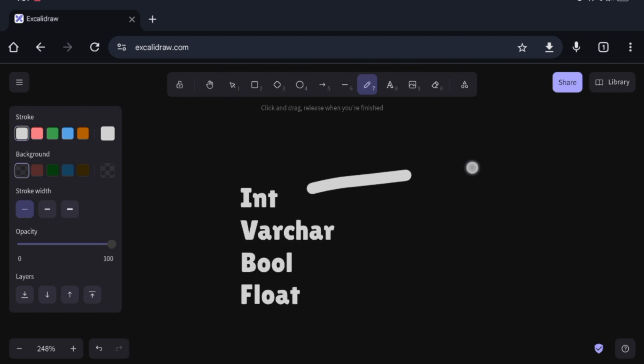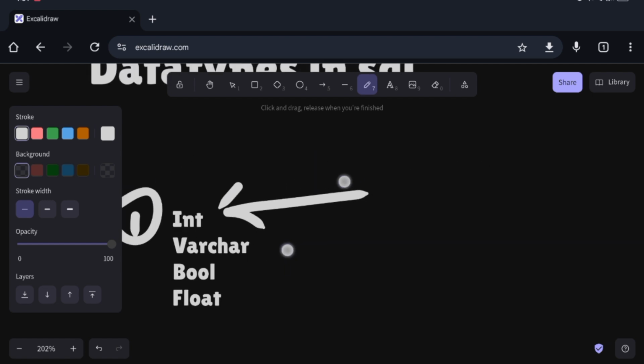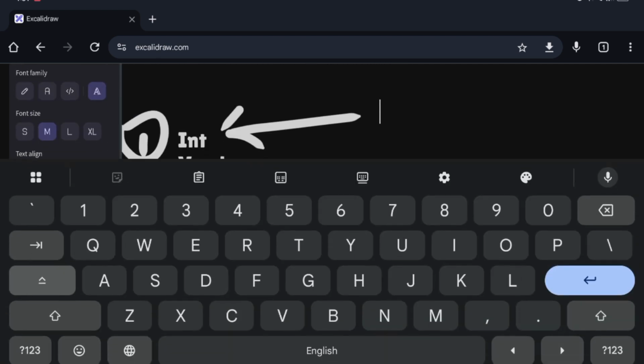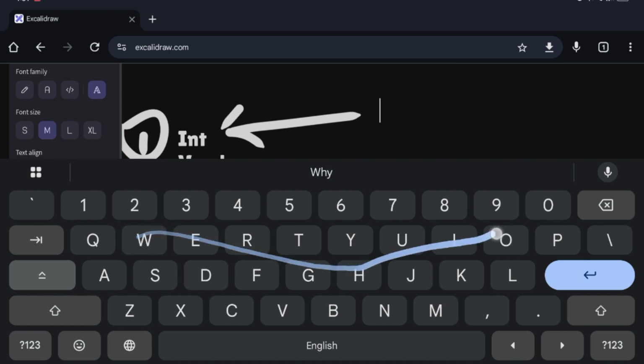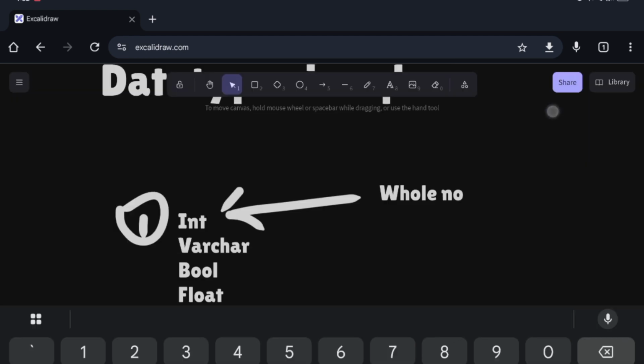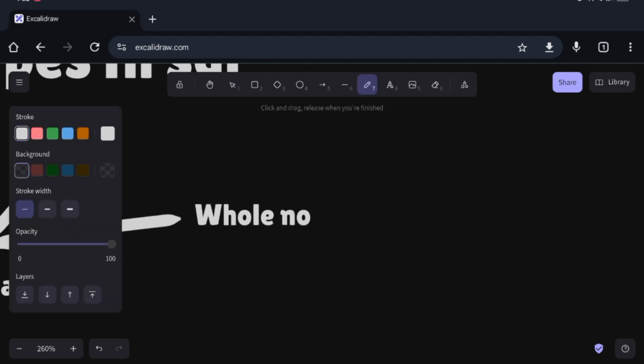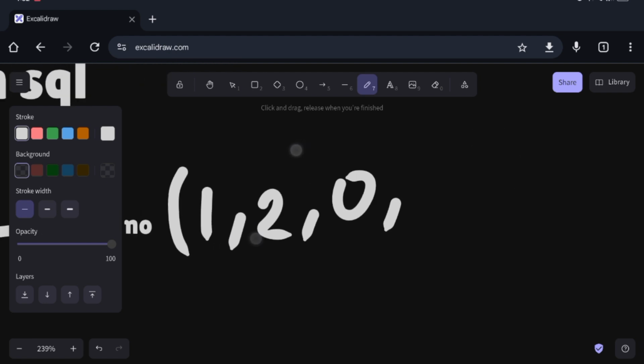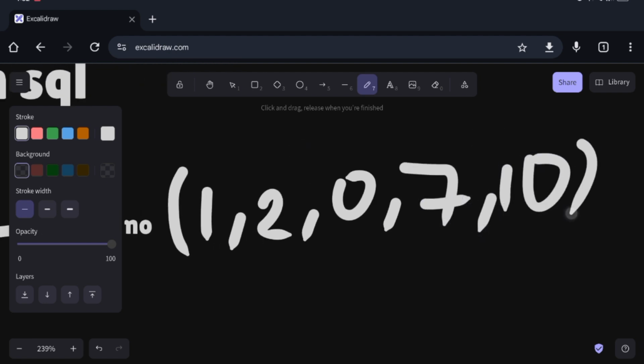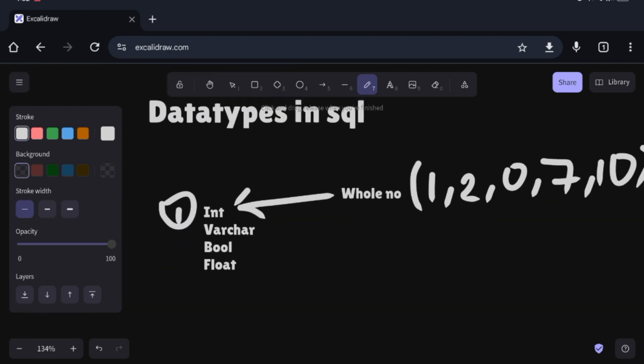Here the first one is the integer. If we talk about the integer, the whole numbers are known as integers. Examples are 1, 2, 0, 7, 10. These are known as integer values.